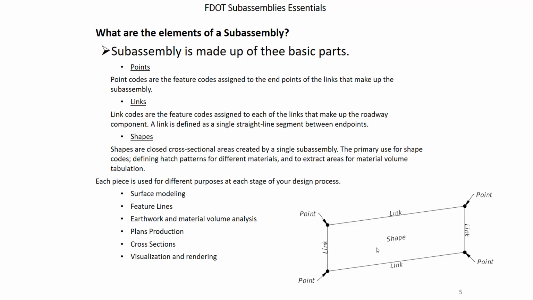And then you have your shape code. So once you have all your points connected, you'll have what is known as a shape. Shapes are the closed-in areas that create a single subassembly. Shapes can be used for applying different patterns for materials or to extract areas for material volume tabulation. But once you have all these pieces together, you can do things like create surface models, create feature lines, earthwork and material volume analysis, plan production, cross sections, and visualization and rendering.